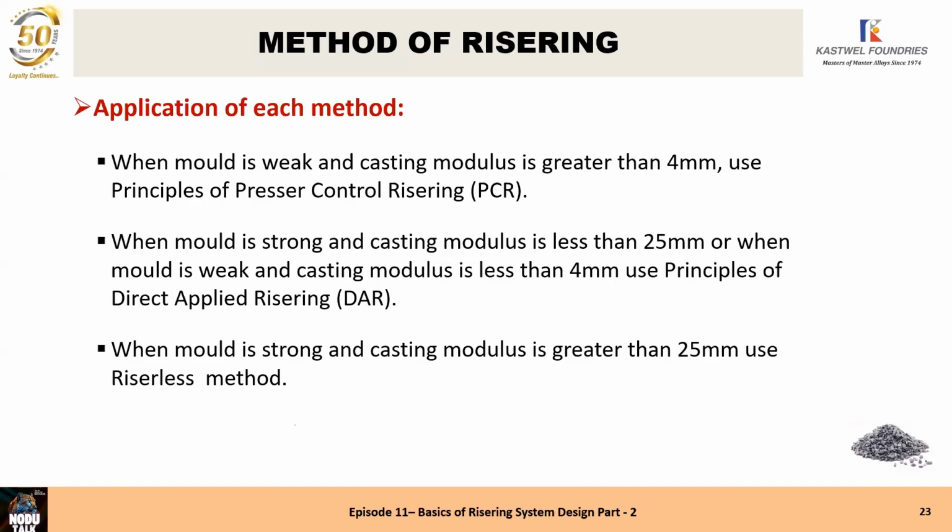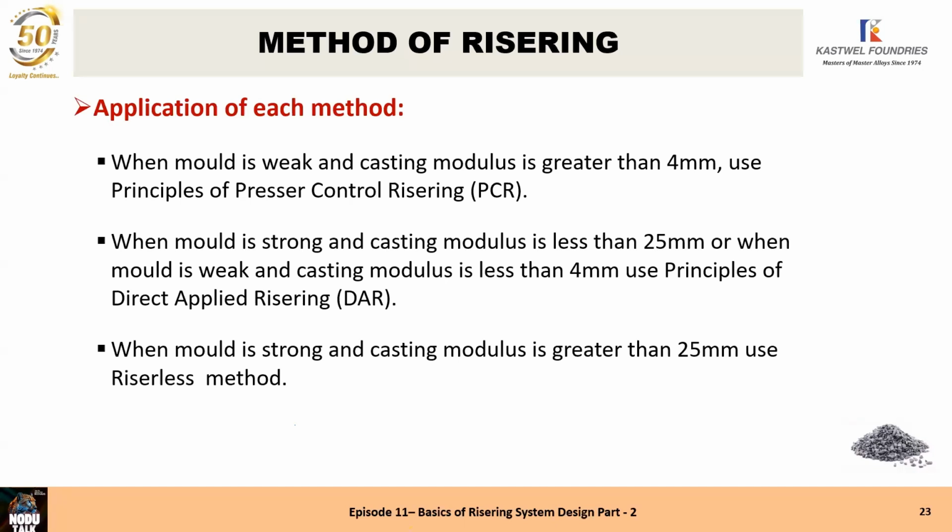When the mold is weak, green sand, shell sand, and other molds which we have discussed, and the casting modulus, or the significant casting modulus, is greater than 4 millimeters. Weak mold and higher modulus. Weak mold with casting modulus more than 4 millimeters, we use the principles of pressure controlled risering. Weak molds and casting modulus greater than 4 millimeters use pressure controlled risering.